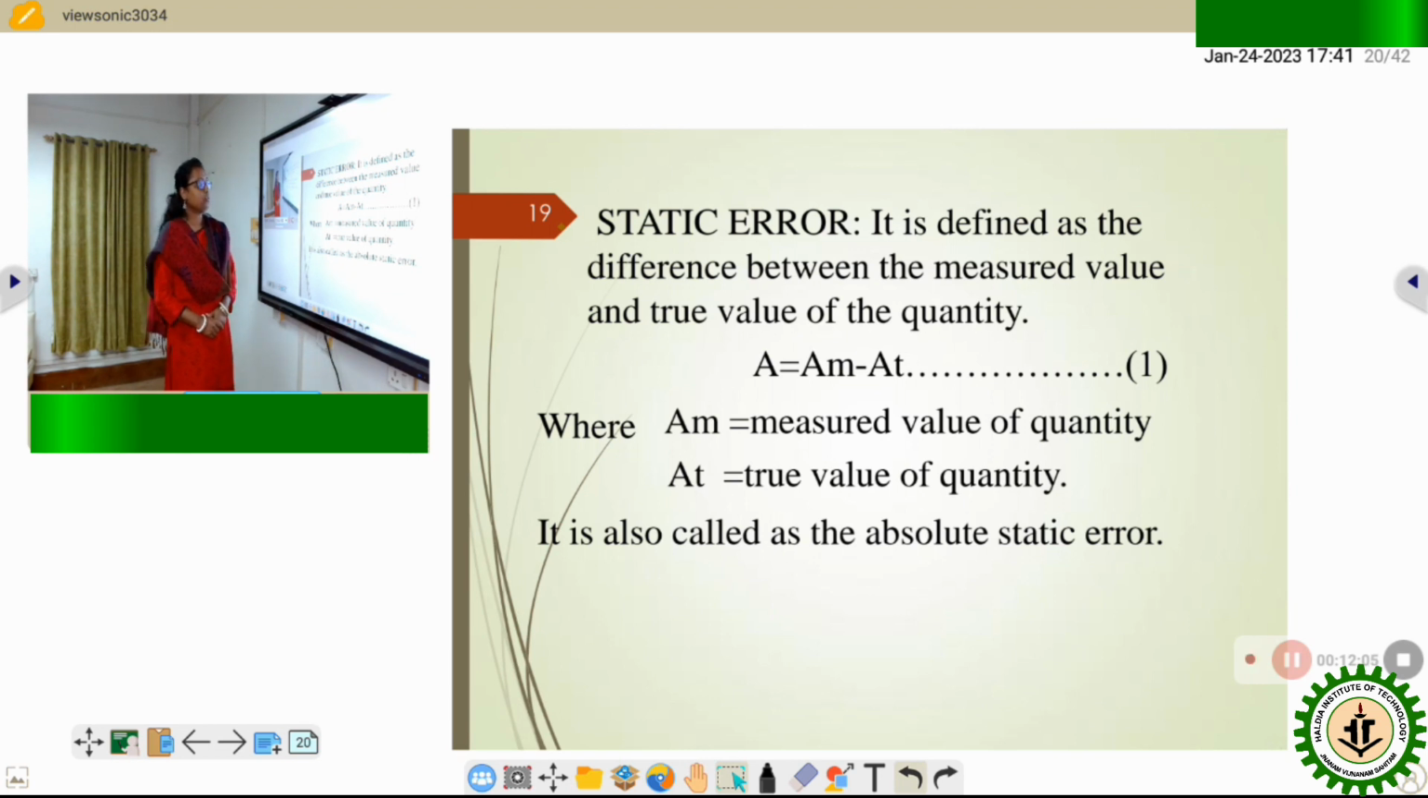Static error. When we are going to define or find the static error for an instrument, it is defined as the difference between the measured value and the true value of the quantity. So if we consider that AM is the measured value of the quantity and AT is the true value of the quantity, then AM minus AT gives the static error of a particular device. It is also sometimes known as absolute static error.